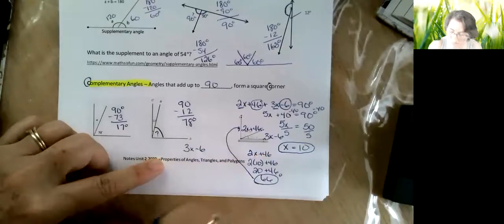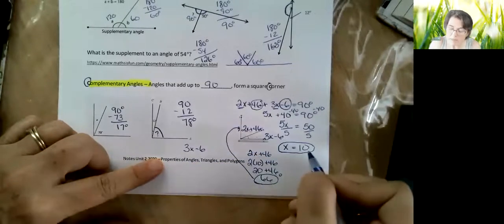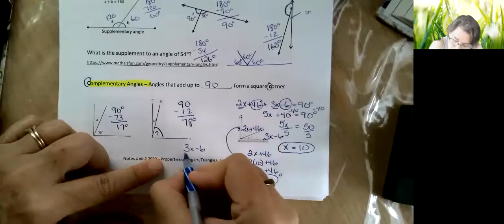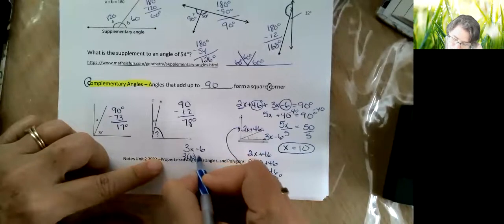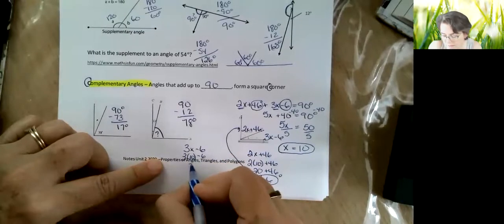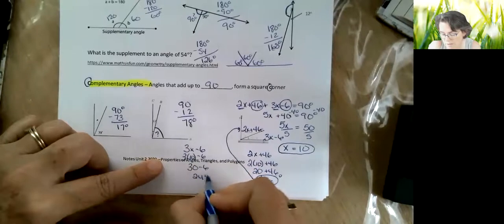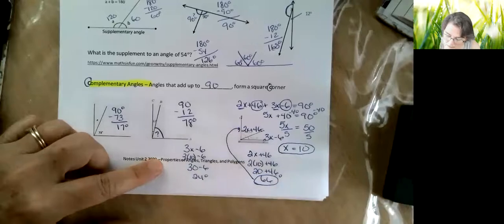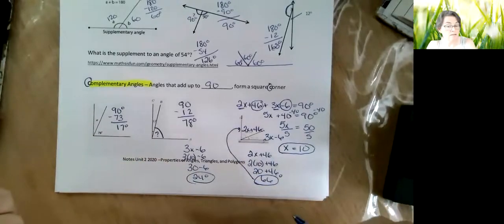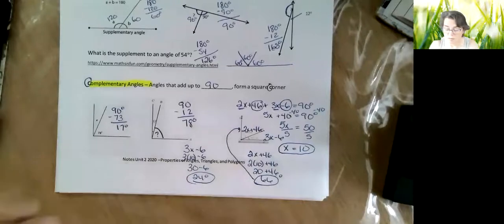Okay. I'm running out of room, so I guess I'll do it over here. 3x minus 6 is my other one. And again, x was 10. So 3 times 10 minus 6 is 30 minus 6. 30 minus 6 is 24. Put a degrees there and a degrees there. So if they ask for the angles, they are 66 and 24.